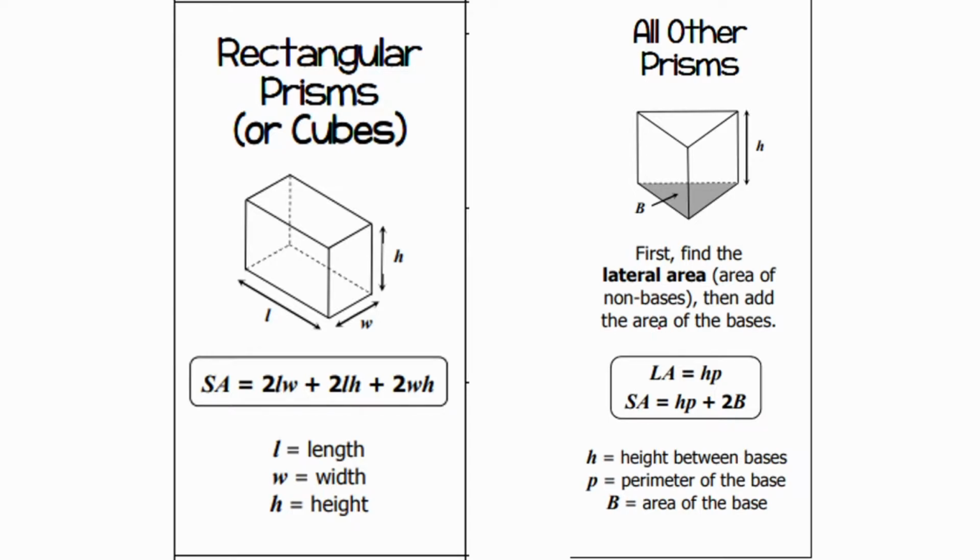But for our surface area on all other prisms, whether they're triangular, octagonal, hexagonal, any other prism, so it could have any base that's not a rectangle or a square, you have a different thing here. You have your lateral area, which is going to be the sides, which is just your height times p, but p is the perimeter of the base. Your height times the perimeter of the base. And then your whole surface area is that HP, the height times perimeter of the base, plus 2 capital B, and that capital B stands for the area of the base.